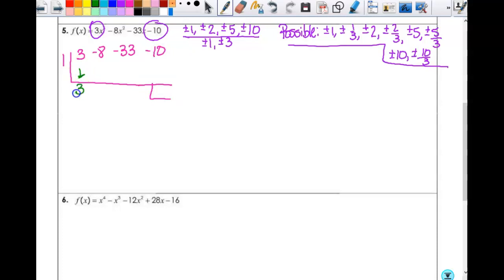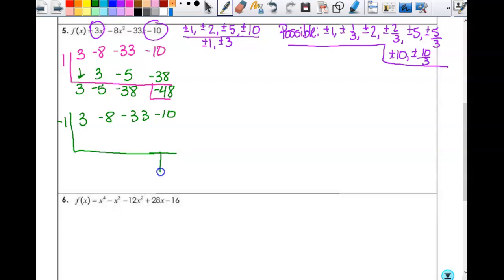Okay. Should be able to run through this. 3, negative 5. Oops. So then what do you know about 1? Not a factor. So we go on to negative 1. Again we use 3, negative 8, negative 33, negative 10. Bring this down, we get 3, negative 11, 22, 12. All right, so plus and minus 1, neither one of them work.